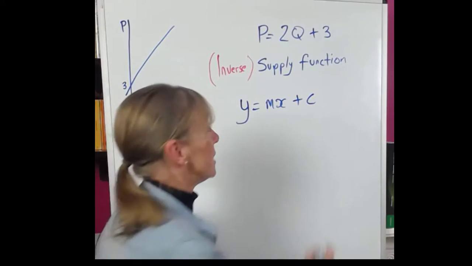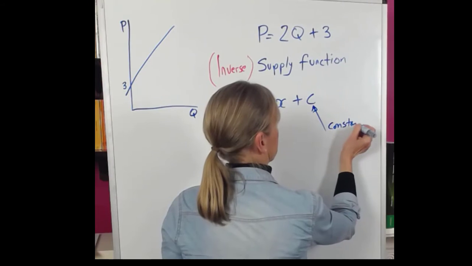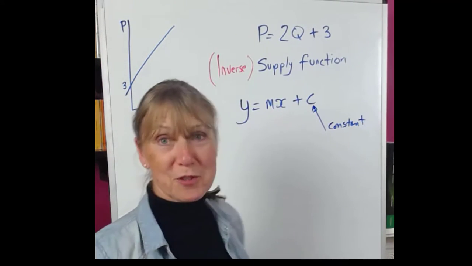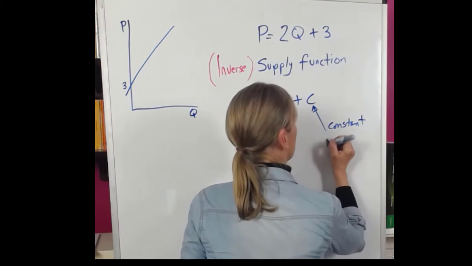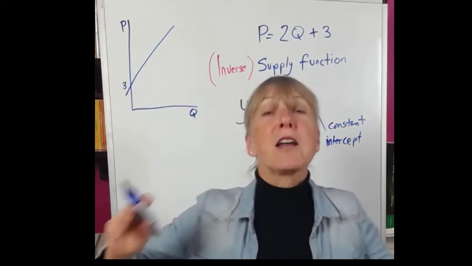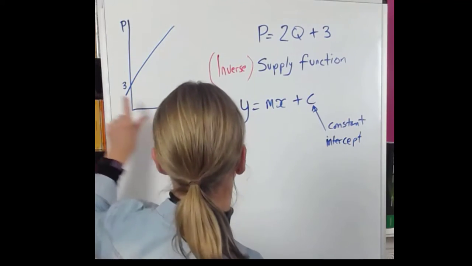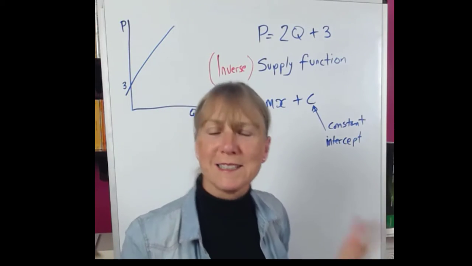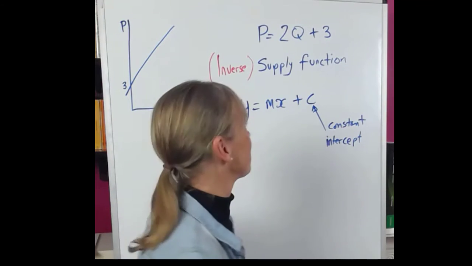mx plus c. We learned that the c stood for constant, i.e. that number that stays the same no matter what happens to the x value. It's truly a constant. But we also learned it was called the intercept because it had a very important role in the equation. It shows us where it crosses this vertical axis. We used to call it the y-intercept at school because that was almost always the y-axis.